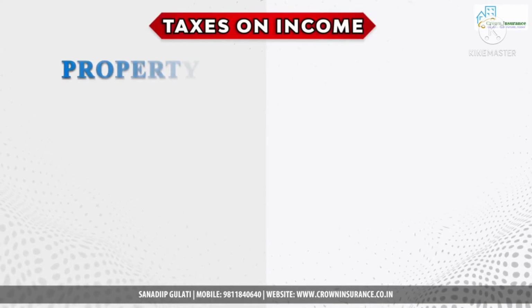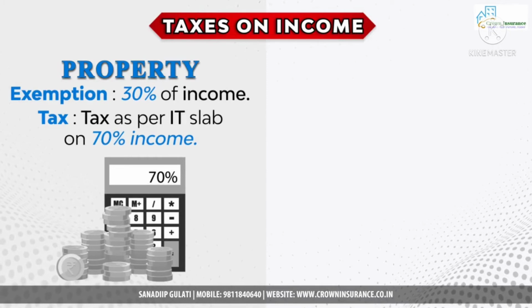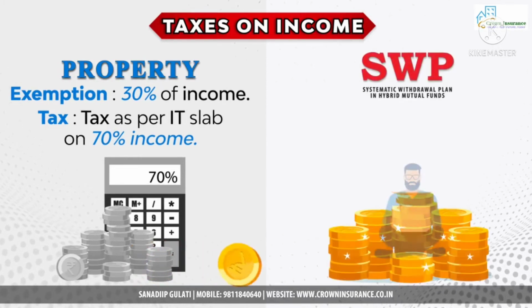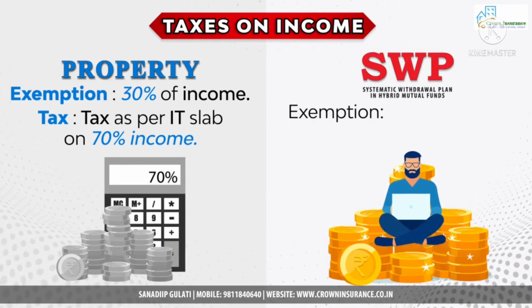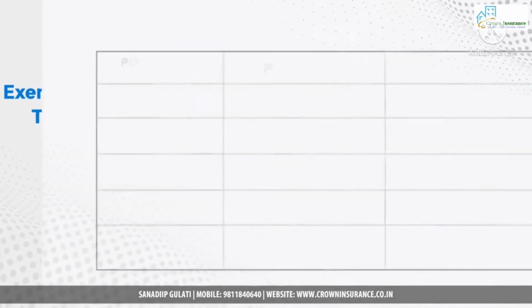Taxes on income property: exemption of 30% of income. Tax as per IT slab on 70% income. SWP, exemption up to rupees 1 lakh. LTCG, tax at 10%.